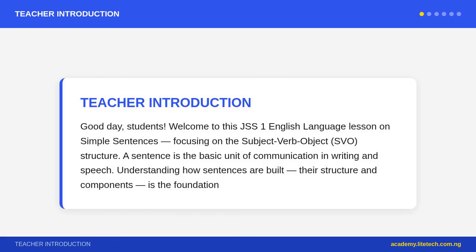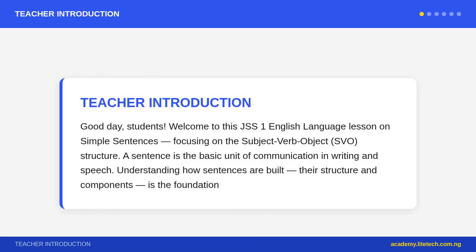Let us begin. What is a sentence? A sentence is a group of words that expresses a complete thought. Every sentence must have: 1. A subject, who or what the sentence is about. 2. A predicate, what is said about the subject. It includes the verb and its complements. And it must begin with a capital letter and end with a full stop, question mark, or exclamation mark.